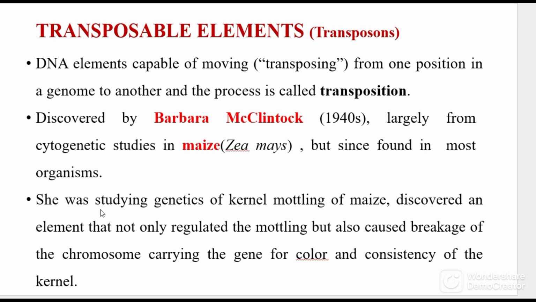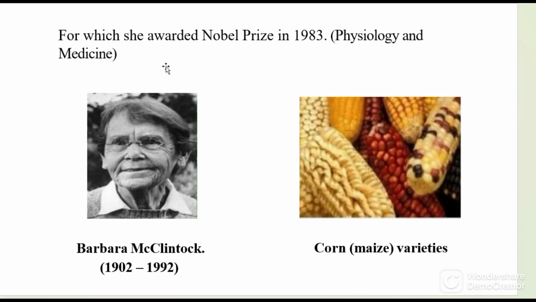While she was studying the genetics of kernel mottling of the maize, she discovered an element that not only regulated the mottling but also caused the breakage of the chromosome carrying the gene for color and consistency of the kernel. For this she was awarded the Nobel Prize in 1983 in Physiology and Medicine. Have a look.